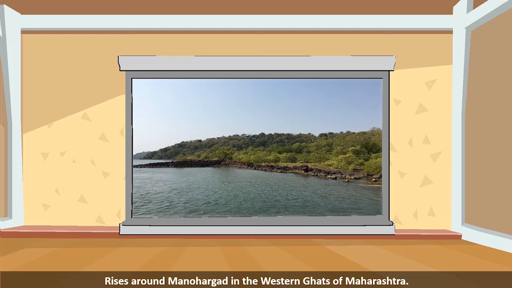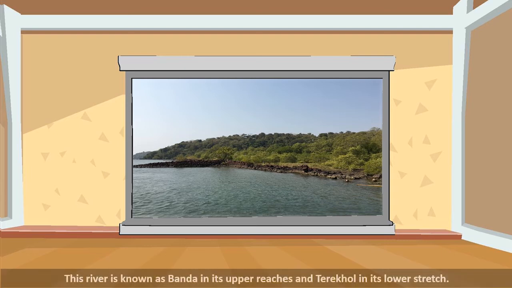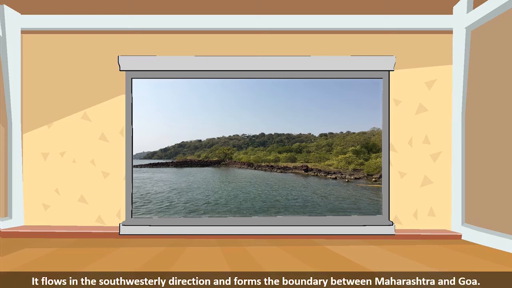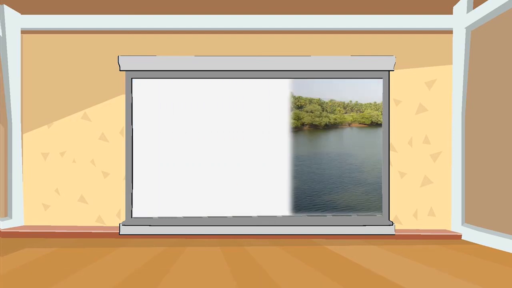Terekhol River. In Maharashtra's Western Ghats, it rises around Manohargarh. The upper reaches of this river are known as Banda, while the lower reaches are known as Terekhol. It flows southwesterly through Maharashtra and Goa, forming a border between the two states.